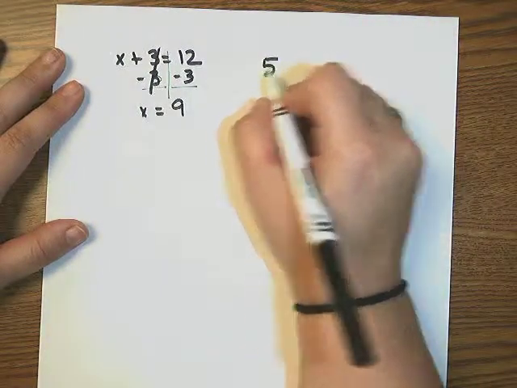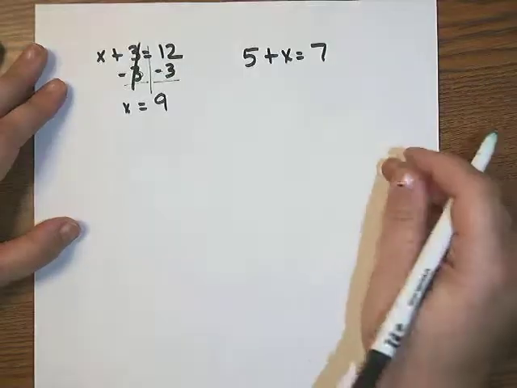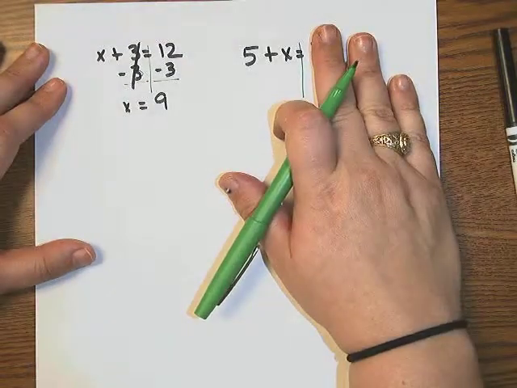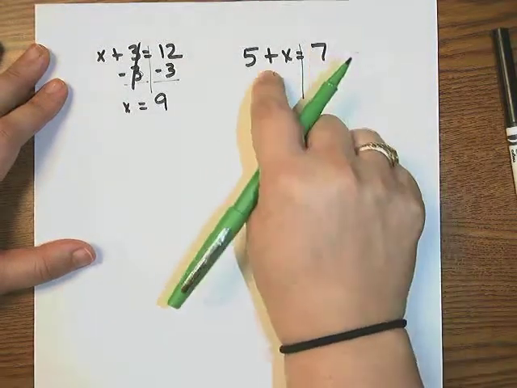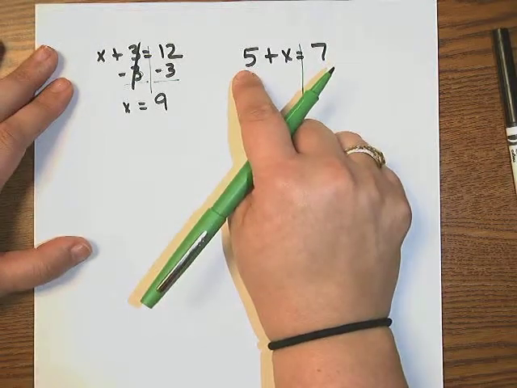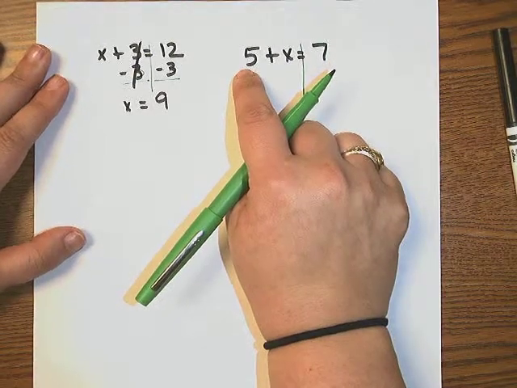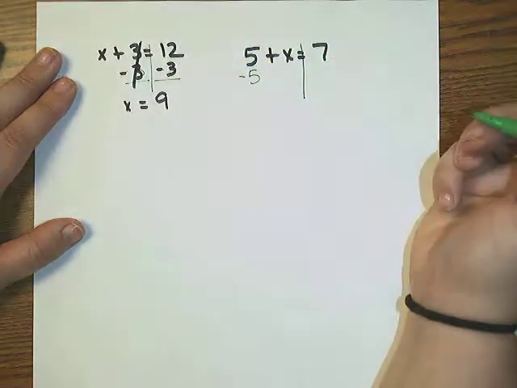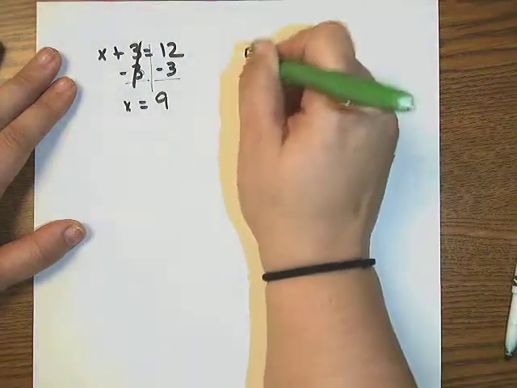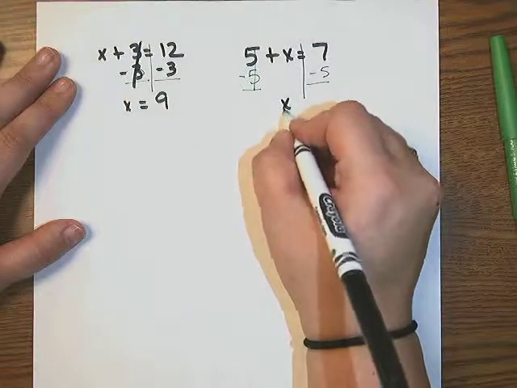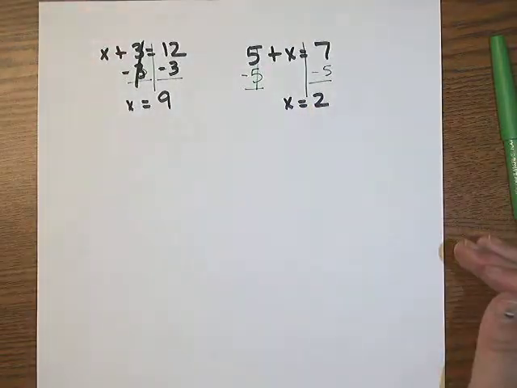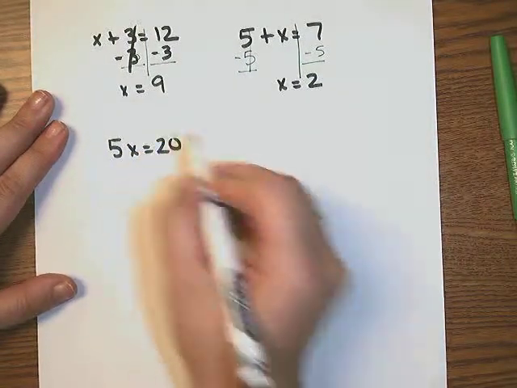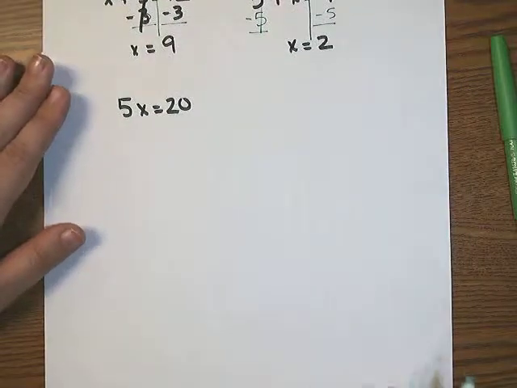Okay? Now, what if the X is second? Does that matter? No, I still draw a line. This time, what is being done to the X? It's being added to what? 5. So is the 5 negative or positive? Positive. Everybody's looking up here to see the 5 is positive? Yes. Okay, the opposite of positive 5 is? Negative 5. So I subtract 5 from both sides. And now I'm left with 2. X equals 2.